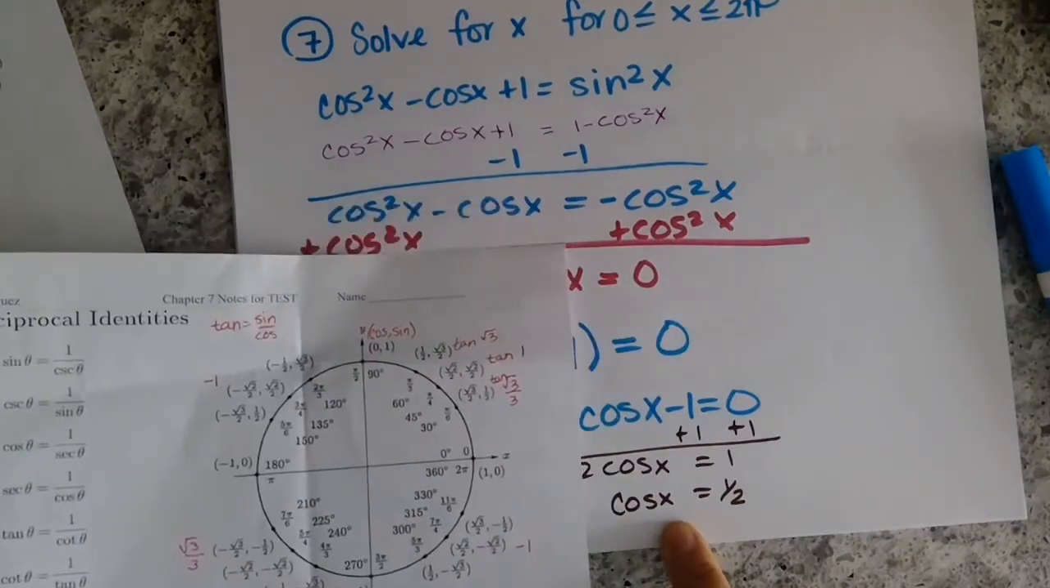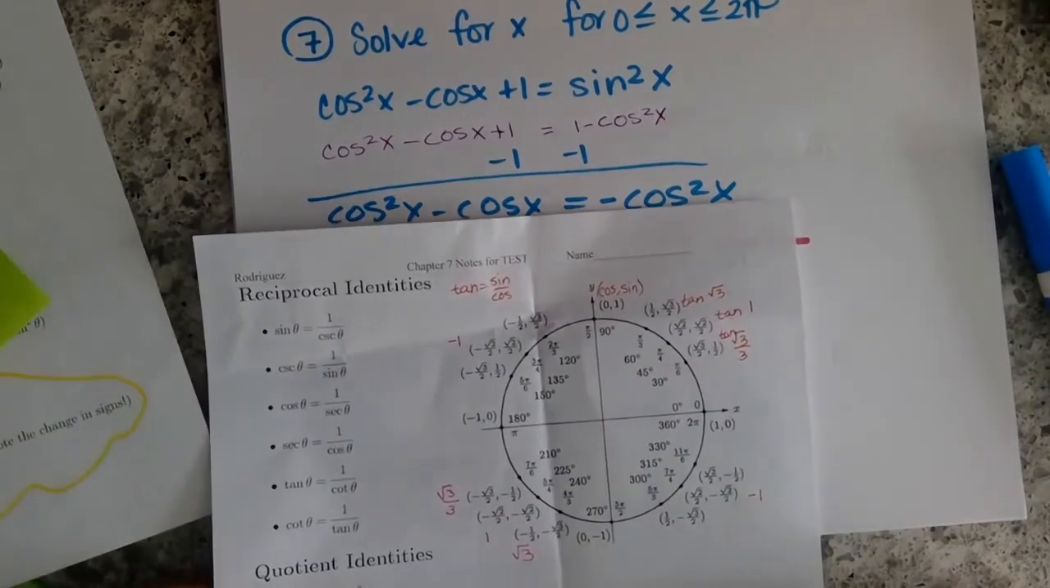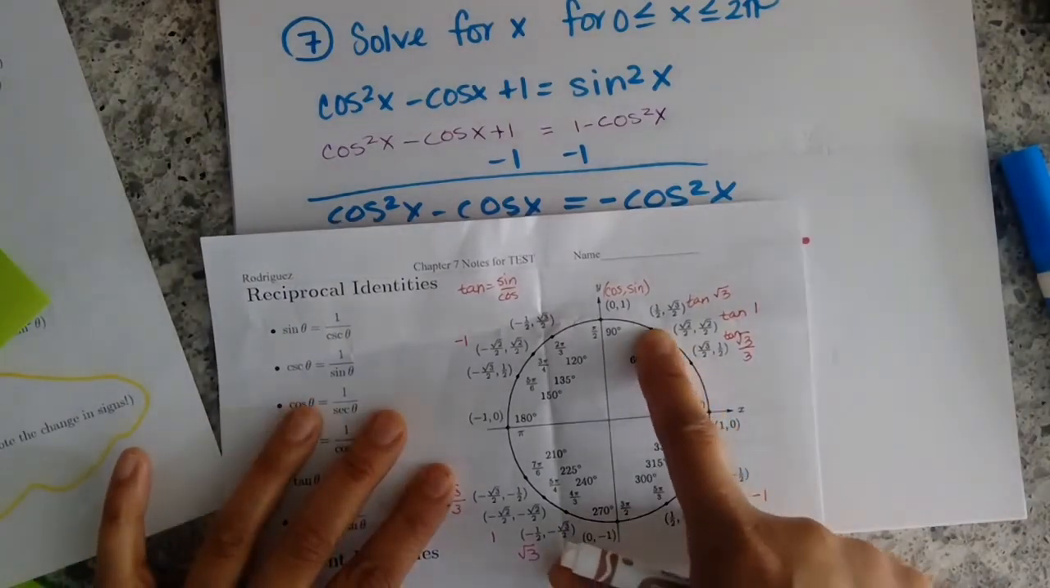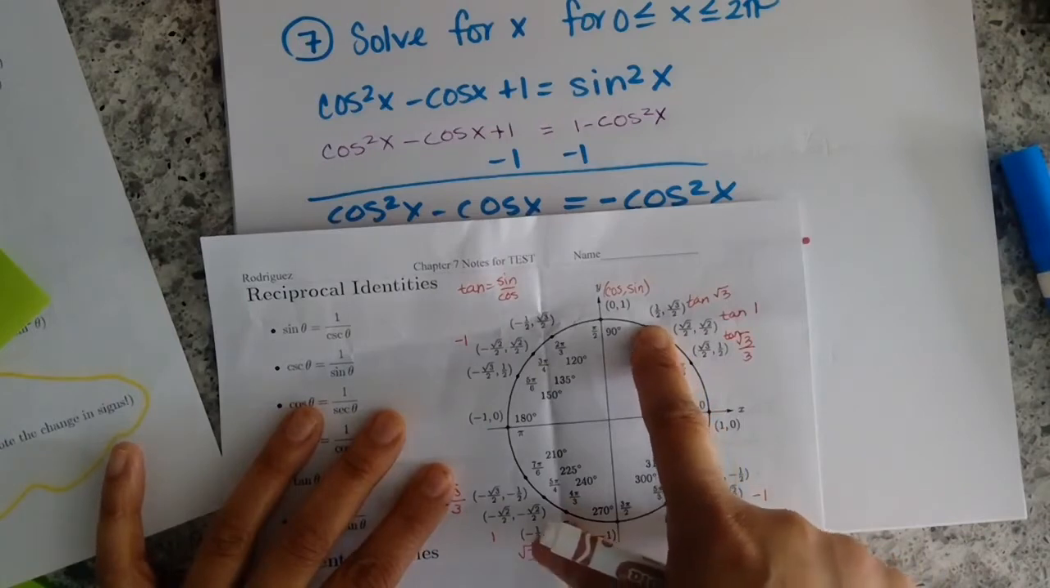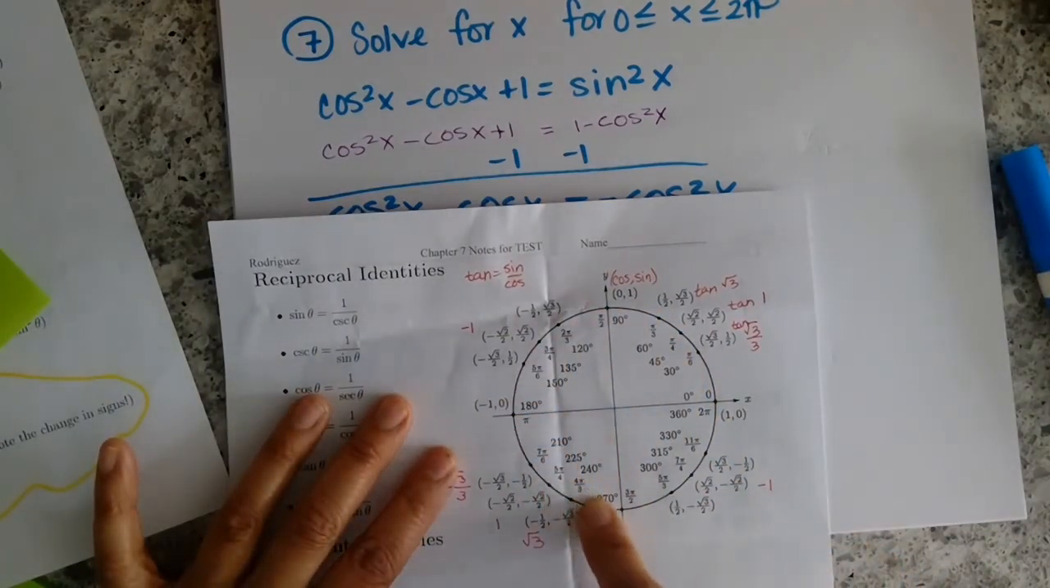All right, now I'm looking for this one. Where on the unit circle is the cosine of x equal to 1/2? Cosine of x is 1/2 at π/3 and 5π/3.